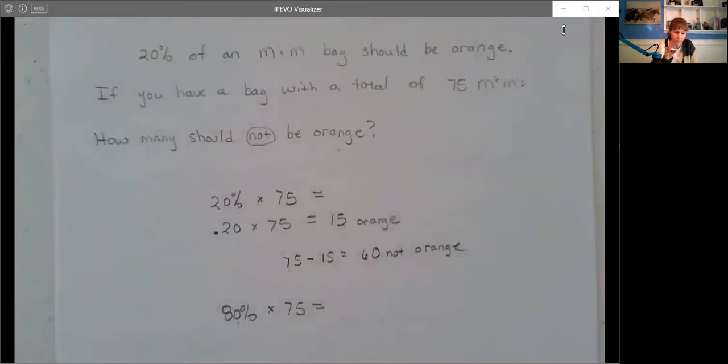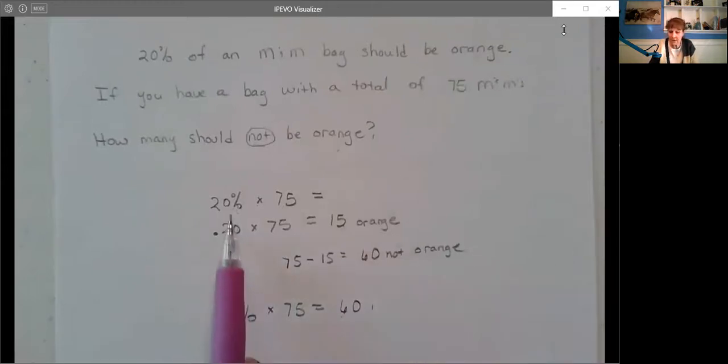So I wanted you to be aware that this percentage, 20% orange, whatever this is, is related to the answer. So these are the orange, and this would be the not orange. So let me see. Well, we should get 60. Obviously, we do. 60 are not orange. Okay, so it's okay if you find out how many orange and subtract them. That's just fine. Or you can realize that I want my percentage to represent what I want my answer to be, which would be not orange.